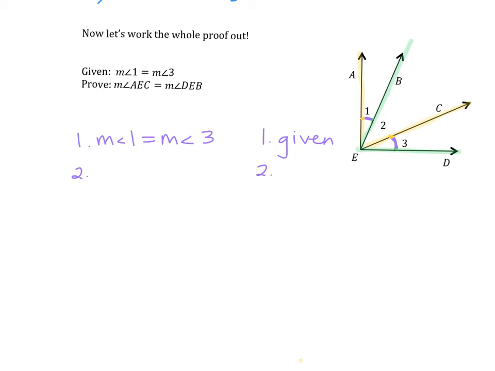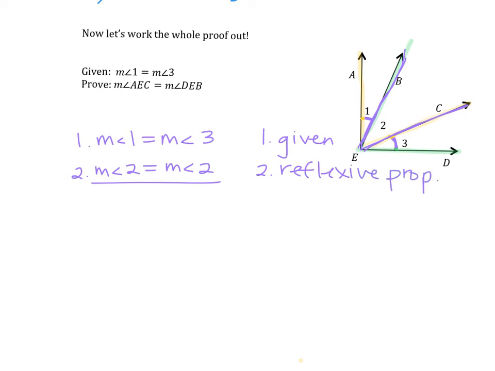In that setup, there is this portion that's identical. So what we're going to say is the measure of angle 2 equals the measure of angle 2, because we're using angle 2 in the first angle and we're using angle 2 in the second angle of what they want us to prove, right? So how do I know that angle 2 is equal to angle 2? Which property is that? That's reflexive. So we're going to say reflexive property.